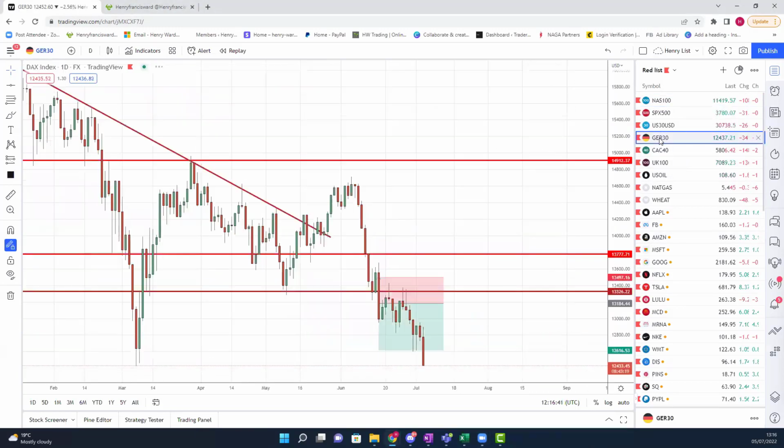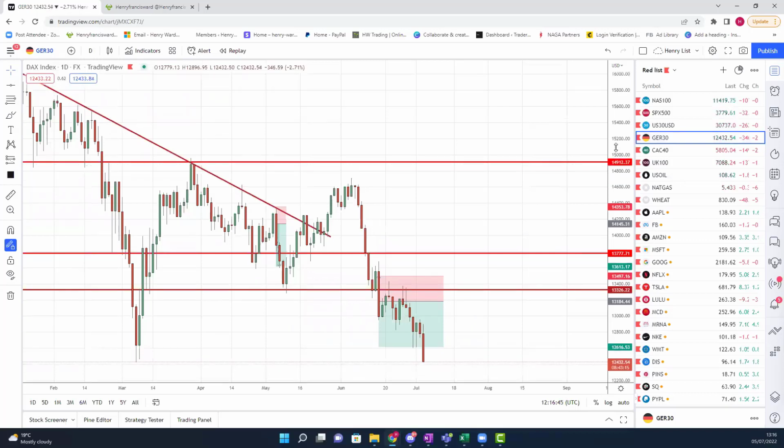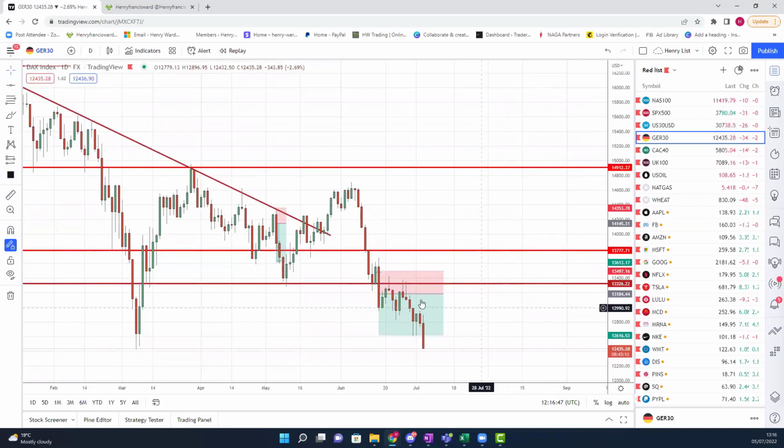So we also had a trade set up in the German DAX. It had a phase 1, phase 2, and then look, today's market continued to drop. Today's bar really confirms that it is a winning trade, so we have to take profit here.